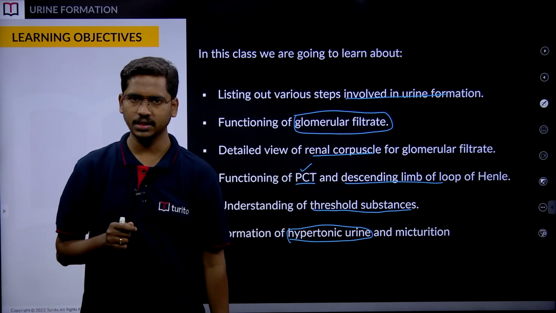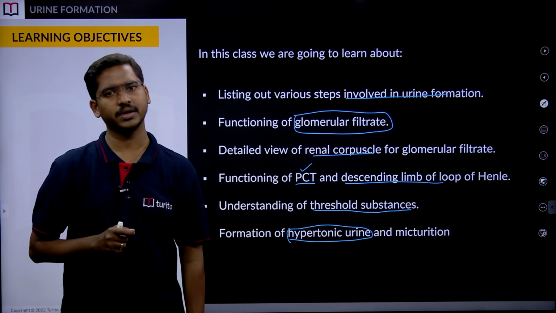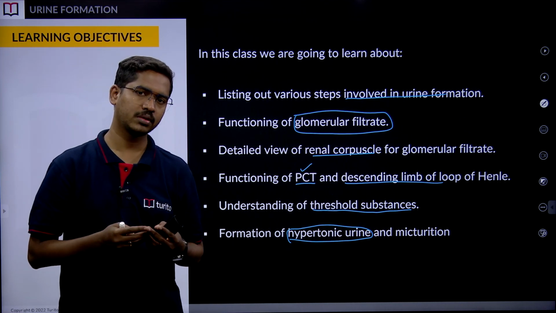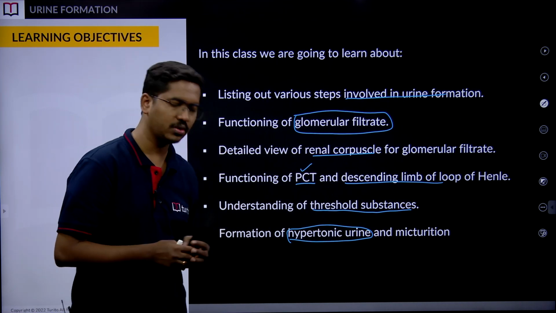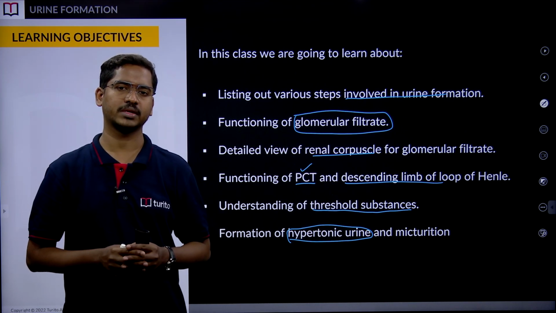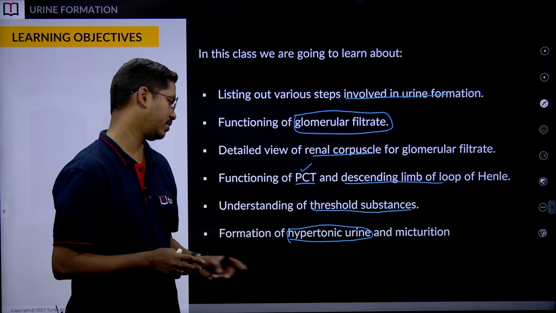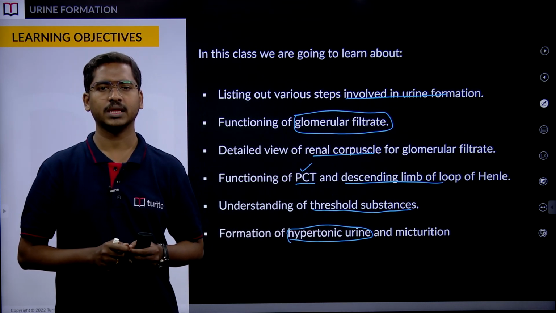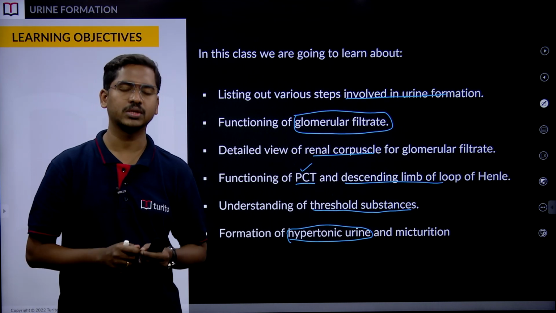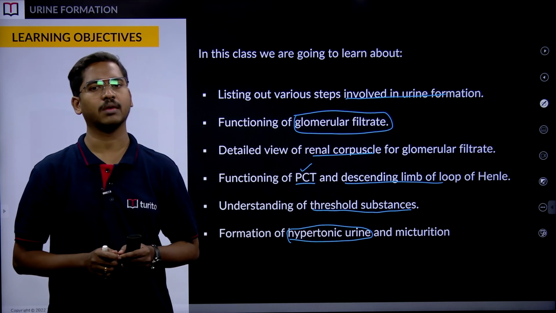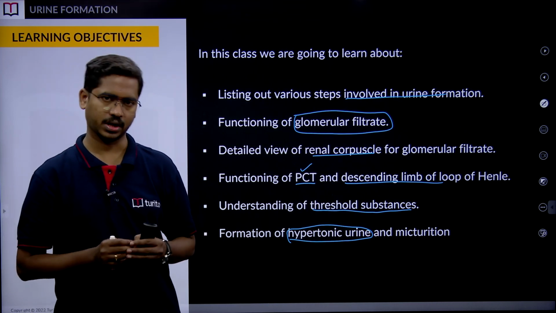Hypertonic urine means concentrated urine. So, how is it forming? We will look into the functioning of each and every part of the nephron, and that will give us an understanding of it. When we say hypertonic urine, it is the urine where you will find that the solute concentration is more as compared to the solvent concentration, thereby making the urine hypertonic.